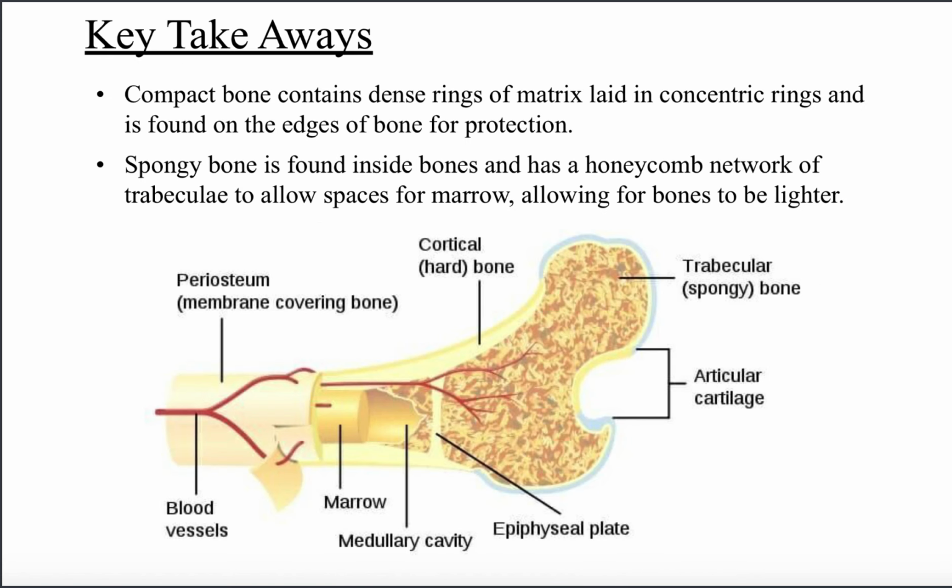So key takeaways: compact bone contains dense rings of bony matrix laid out in concentric rings, and they're found on the edges of your bones for protection. Spongy bone is found on the inside of bones, and its honeycomb trabeculae is what allows for our bones to be lighter and also allows for spaces for marrow to sit inside.